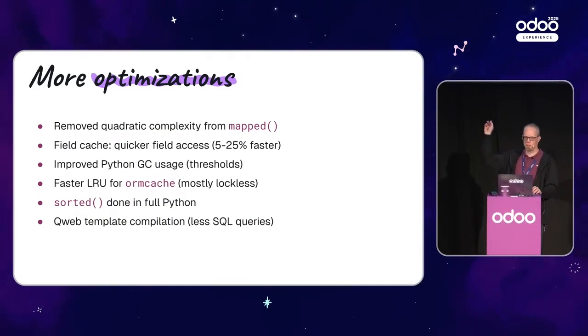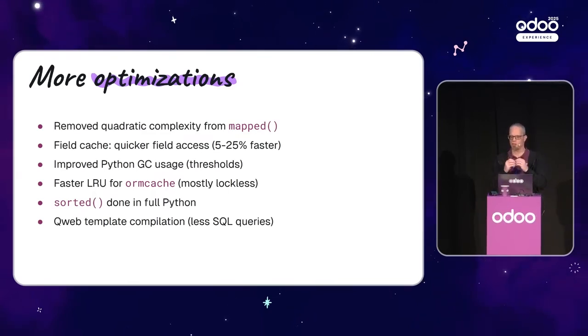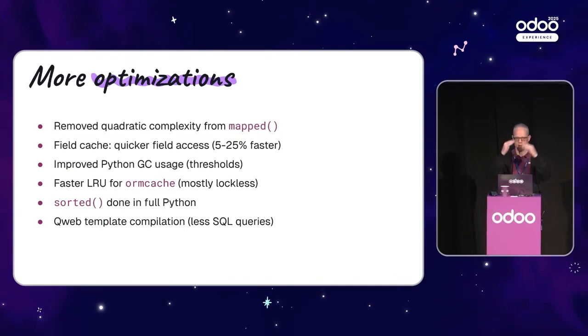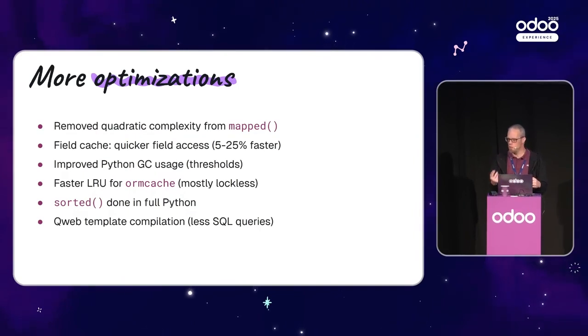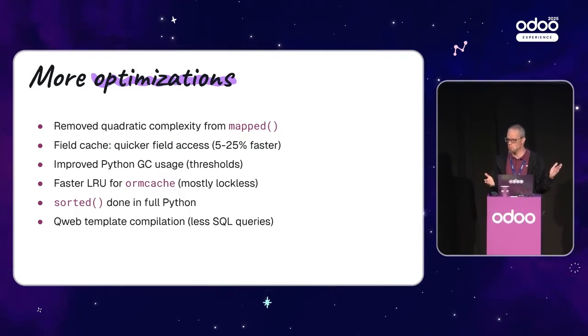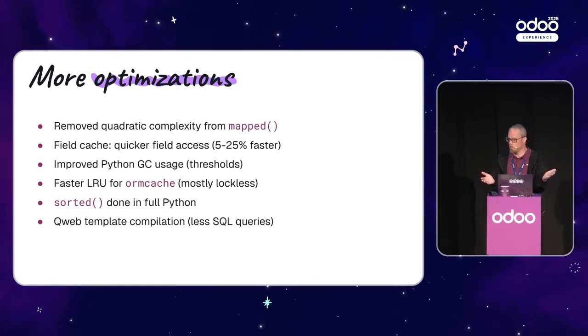We've played a little bit with the garbage collector because we realized that the default thresholds to trigger the garbage collector to collect cycles in the data were not really suitable for what we typically do in Odoo. So we simply changed the thresholds to avoid the garbage collector kicking in too frequently. For instance, by default in Python, the garbage collector would kick in once you've created 700 objects. But 700 objects is nothing.